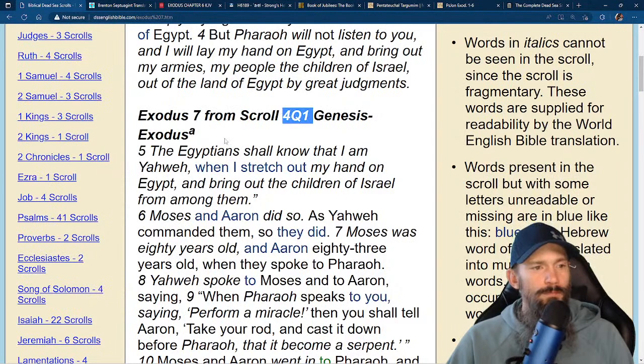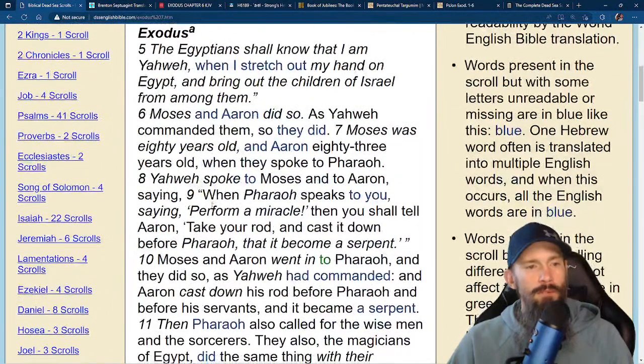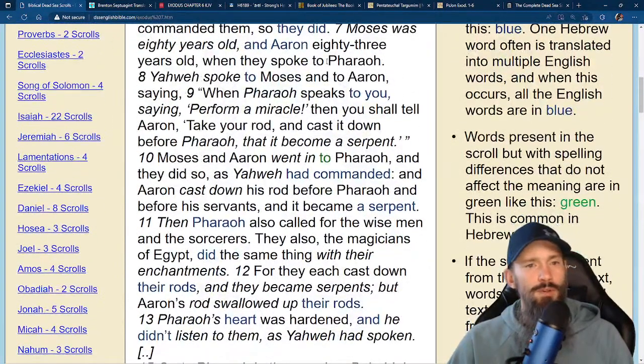Scroll 4Q1. The Egyptians shall know that I am Yahuwah when I stretch out my hand on Egypt and bring out the children of Israel from among them. Moses and Aaron did so, as Yahuwah commanded them, so they did. Moses was 80 years old, and Aaron 83 years old, when they spoke to Pharaoh. Yahuwah spoke to Moses and to Aaron, saying, When Pharaoh speaks to you, perform a miracle. Then you shall tell Aaron, Take your rod and cast it down before Pharaoh, that it become a serpent. Moses and Aaron went into Pharaoh, and they did so as Yahuwah had commanded. And Aaron cast down his rod before Pharaoh and before his servants, and it became a serpent.